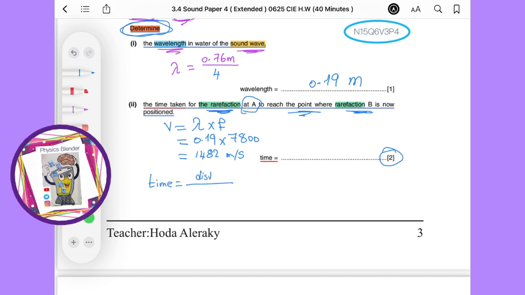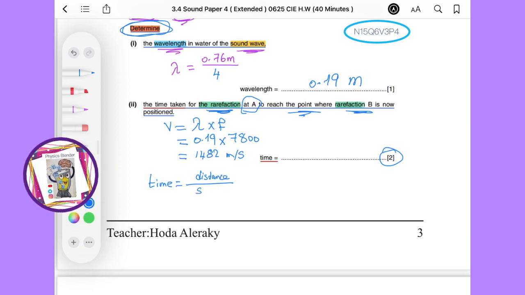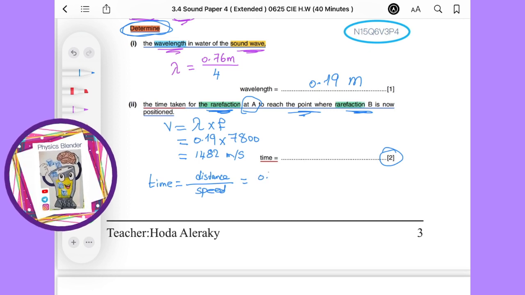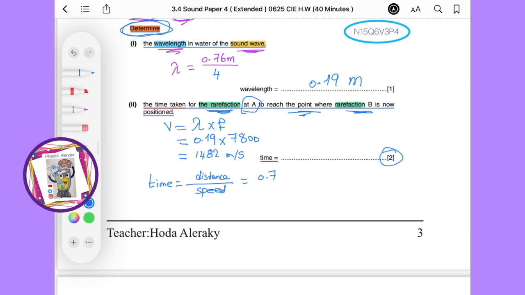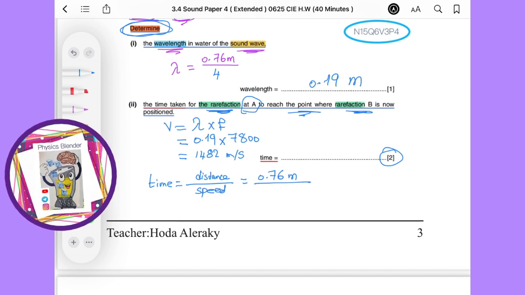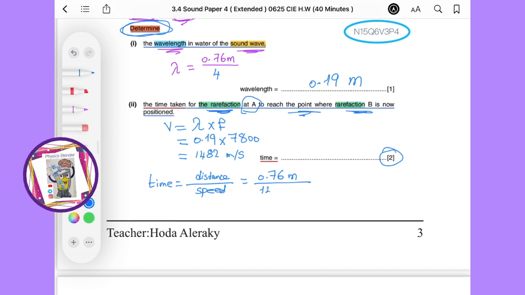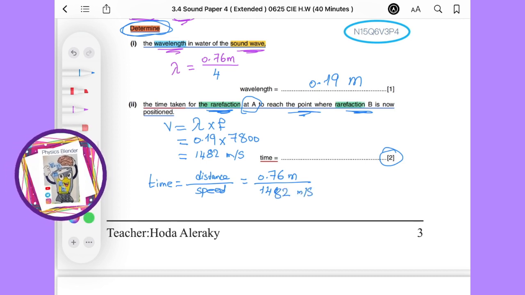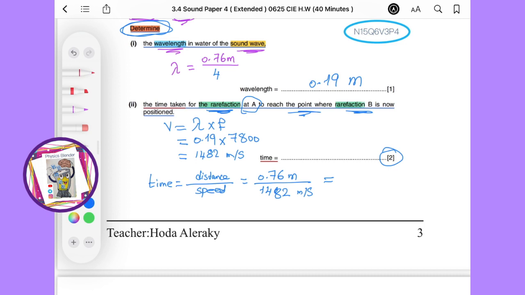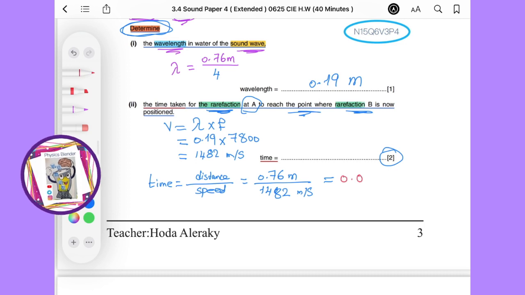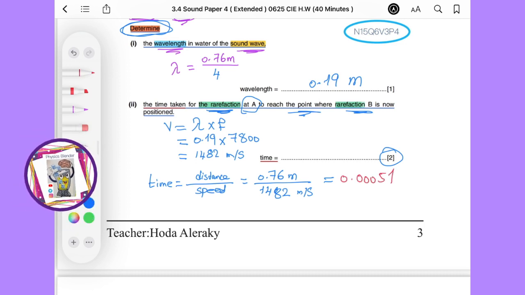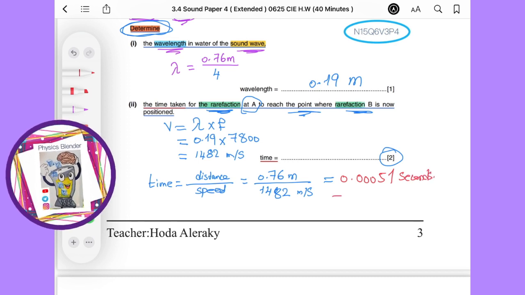Okay, time is equal to distance traveled divided by speed. The distance from A to B is 0.76 meters. Check units are consistent, and the speed is 1482 meters per second. Your answer is 0.00051 seconds.